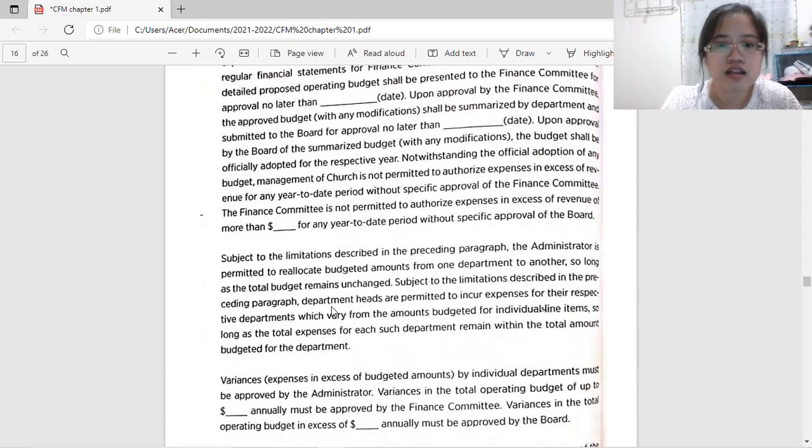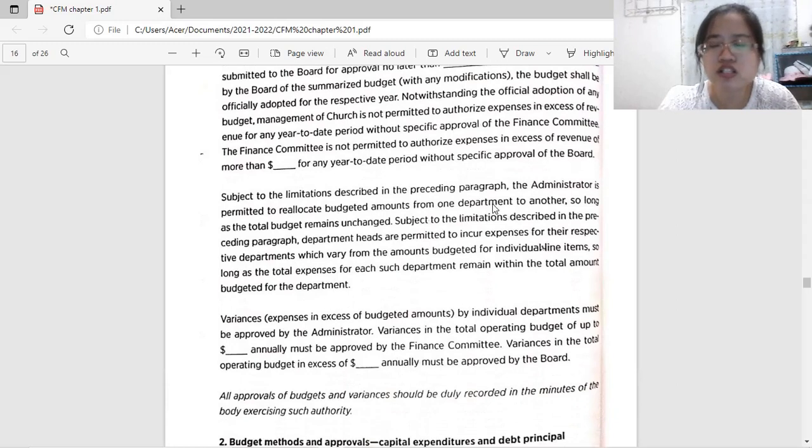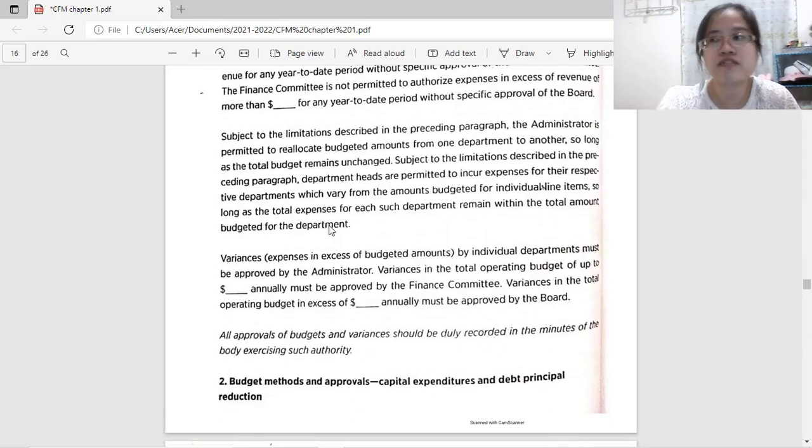Okay, and then limitations. What are the limits? And then who should set the limits, and then who should approve the limits? Okay, for the most part, it would be the finance committee or finance department who understands how the whole process works. So for the most part, they do have a say in the whole process.